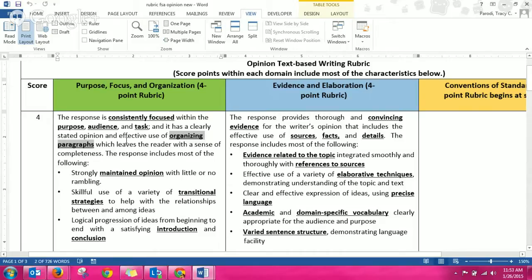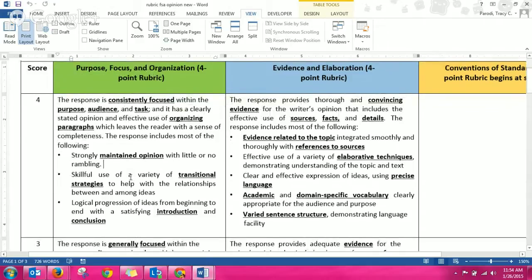All right, so organizing paragraphs leaves the reader with a sense of completeness. So you talk about the whole issue. The response should include a strongly maintained opinion. So this just means you don't waver. You don't say, well, they should have a bike program, but in some cases, in some states, they probably don't need it. No, you need to take one opinion and go full-fledged with that. You need to always have that opinion throughout the whole essay.